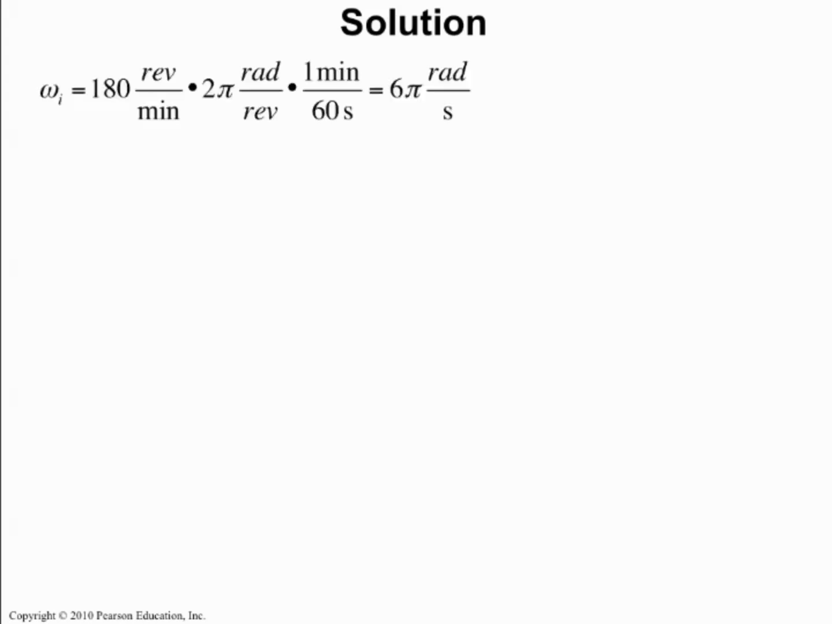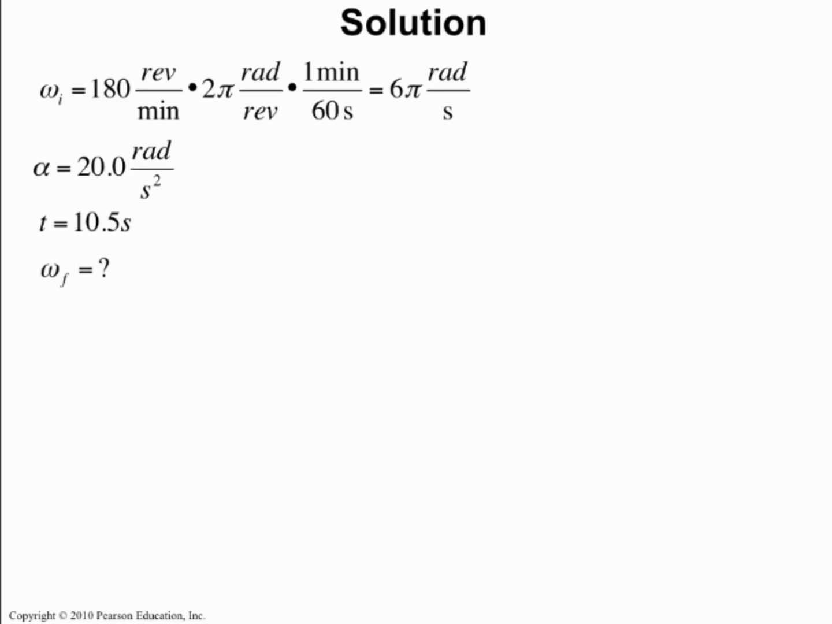Okay, let's go through the solution now. The first thing we want to do is convert the initial angular velocity, or omega I, to radians per second. And so we have 180 revolutions per minute times 2 pi radians per revolution times 1 minute per 60 seconds, and that gives us 6 pi radians per second. Now we're given alpha, which is 20.0 radians per second squared. We're given t, 10.5 seconds, and we need to find the omega f, or the final angular velocity.